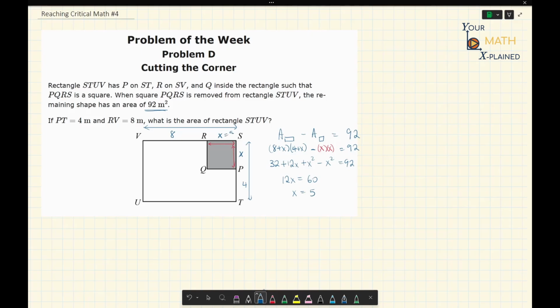Now that we know the value of x, we can calculate the area of the entire rectangle. So therefore, the entire rectangle would be 8 plus 5, because that is the length of the top. And then the width now becomes 4 plus 5. So this is 13 times 9. So our overall area is 117 meters squared.